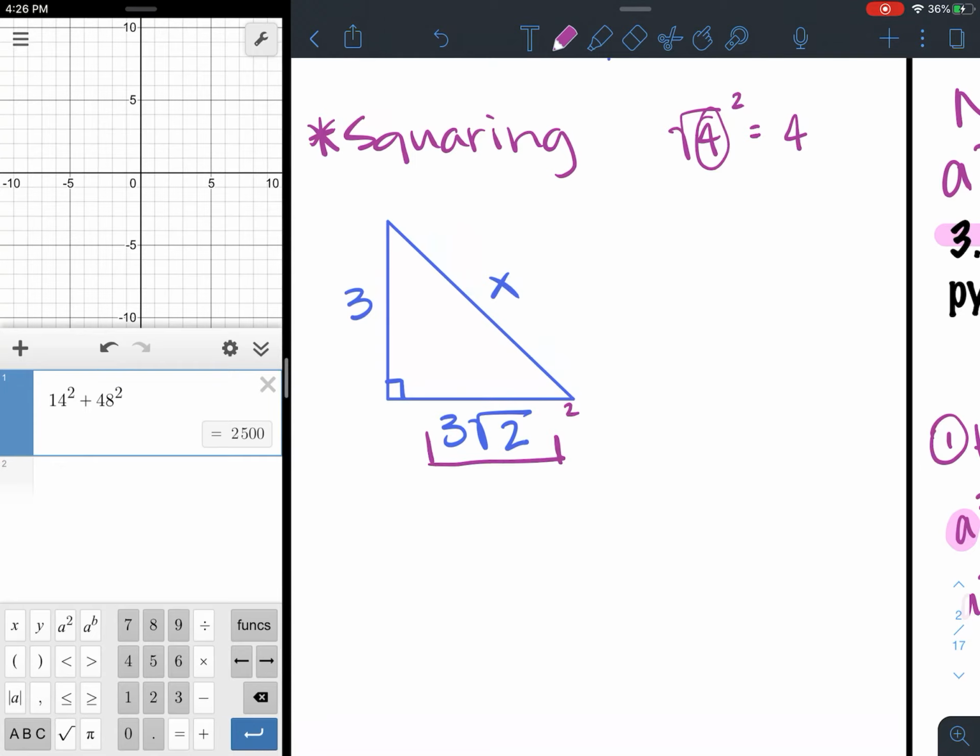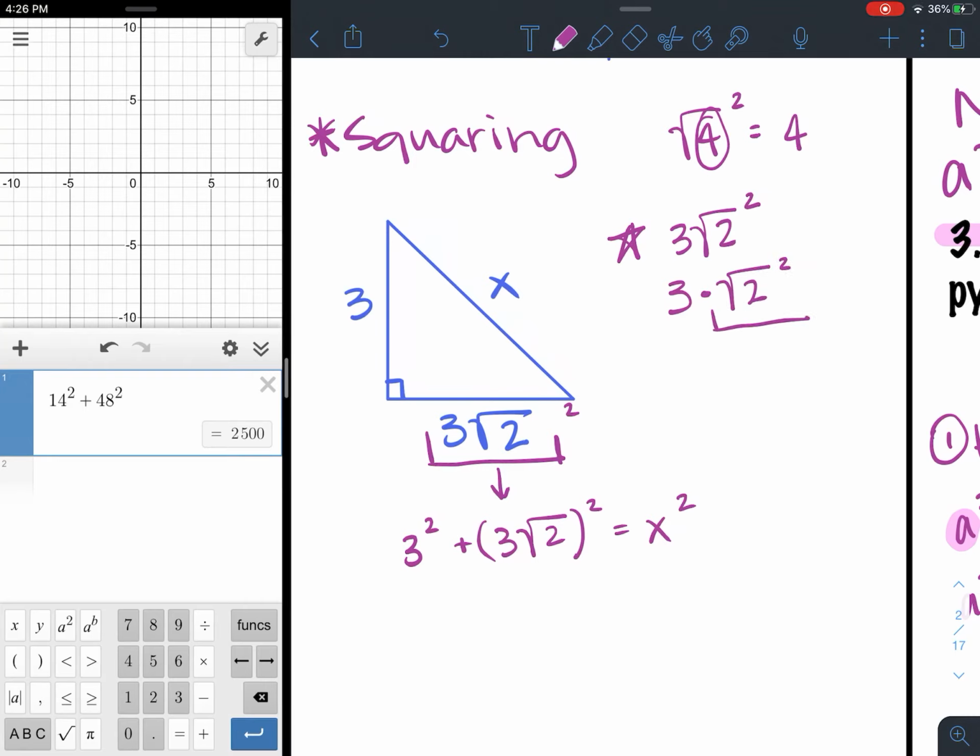So we're just going to play around. We're going to go ahead and plug this in. 3 squared plus, put this piece in parentheses, square root, parentheses 3 square root 2, end it, and then square it, is equal to x squared or c squared, whichever you prefer. The reason being, if you plug 3 square root 2 squared into your calculator, this is going to say, hey, take 3 times the square root of 2 squared, and it's going to limit you to this. But we want to square everything.